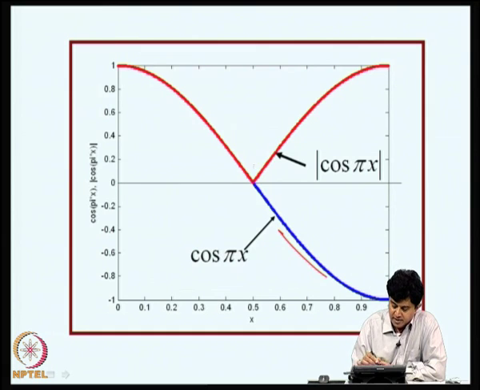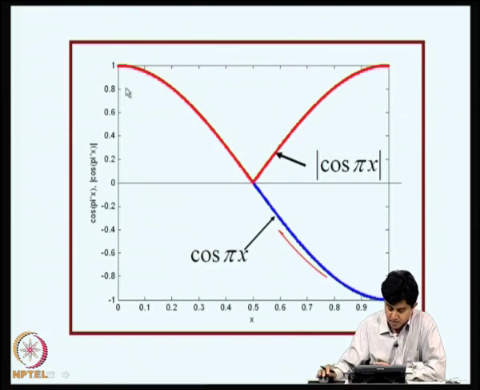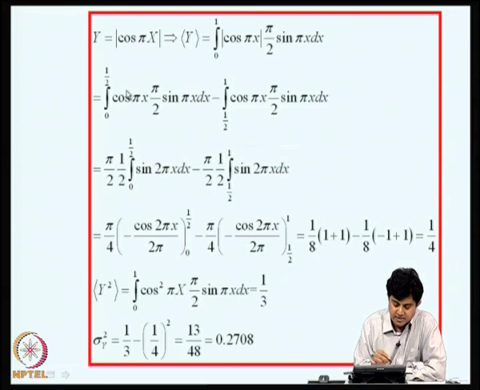So, once you take the modulus, we can carry out the integration from 0 to half and half to 1 separately. Accordingly, we can rewrite this as the integral from 0 to half of cos pi x pi by 2 sin pi x dx, and from half to 1 of cos pi x pi by 2 sin pi x dx. This integration can be carried out, and we can show that the expected value of y is 1 by 4.